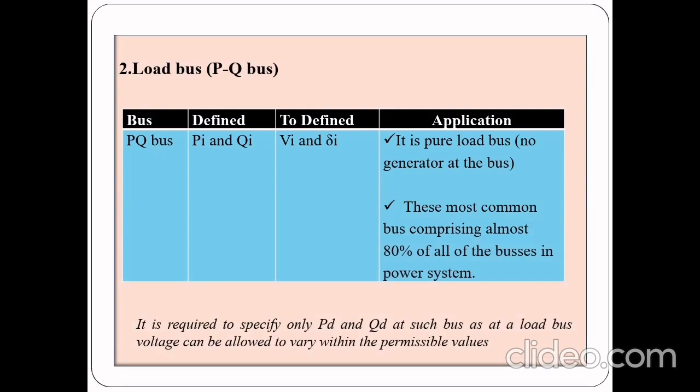Then coming to the next type, second type, load or PQ buses. So here P and Q are specified as it is mentioned, PQ bus. PQ bus means P is given, Q is given. So unknowns are the values to be defined or calculated. They are V and delta. P and Q are given, V and delta are to be obtained.